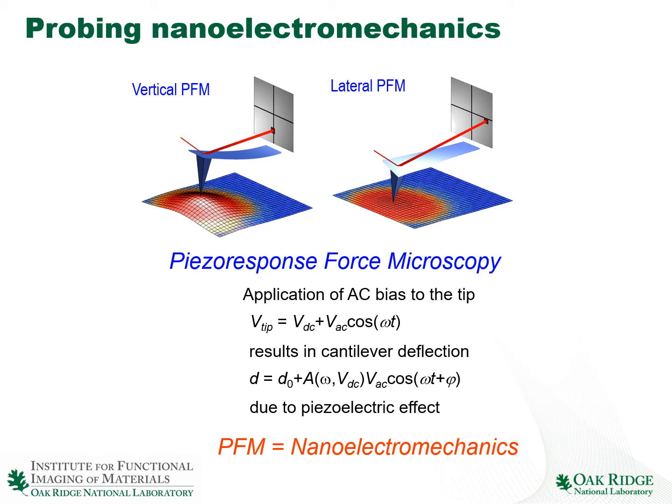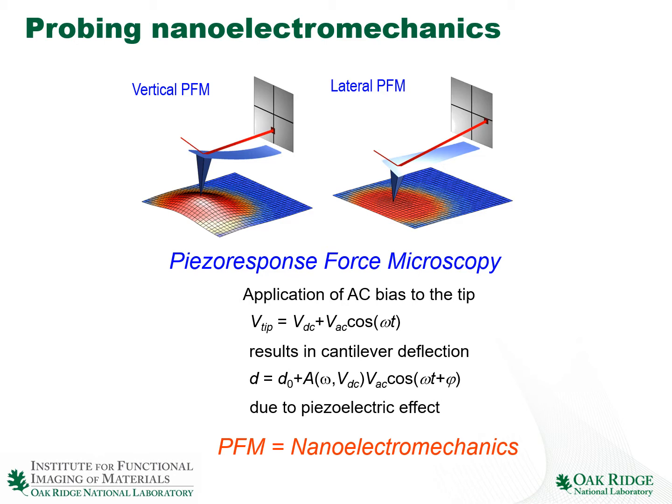If the material is piezoelectric, the piezoelectric coupling will result in the surface deformation in the vertical direction and then cantilever deflection, or it will result in the shear of the surface in the lateral direction and the twist of the cantilever. The former is measured as the vertical PFM signal, and the latter is measured as the lateral PFM signal. In the most simple implementation of PFM, we apply a simple periodic bias to the probe, and we measure the amplitude and phase of the cantilever deflection due to the piezoelectric effect.